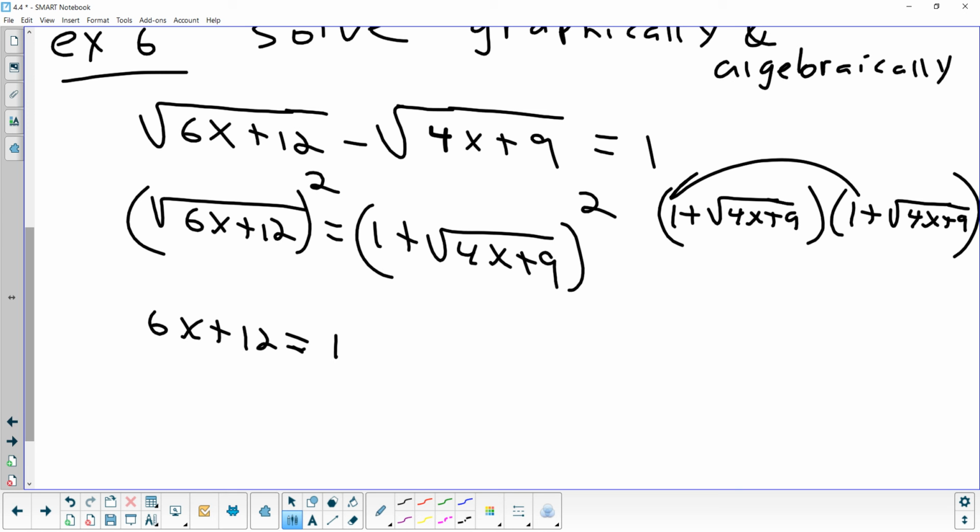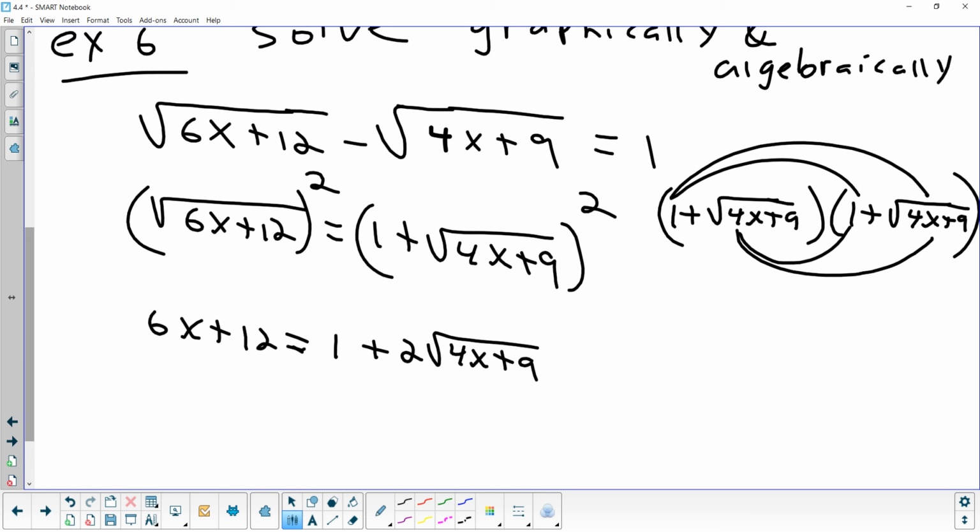1. I have 1 times the square root of 4x plus 9, and another 1 times the square root of 4x plus 9. So how many square root 4x plus 9s do I have? 2. Of the square root 4x plus 9s. And what's the square root of 4x plus 9 times the square root of 4x plus 9? 4x plus 9. It basically means this. You're multiplying it by itself, which means you're squaring it, so you just get 4x plus 9.